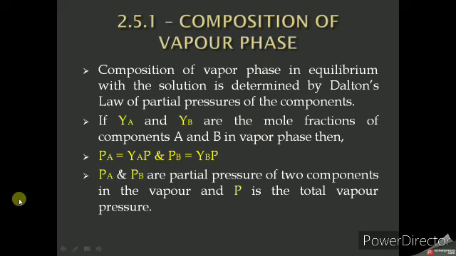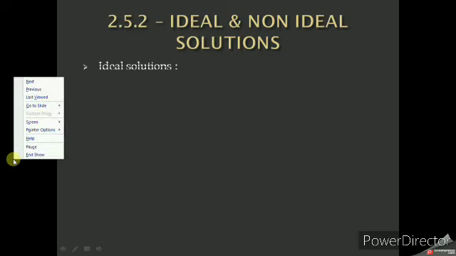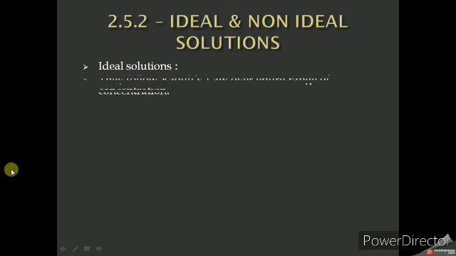PA and PB are the partial pressures of the two components A and B respectively in the vapor phase, and P is the total vapor pressure of the two components. Okay. Now next one is ideal and non-ideal solutions. So first let us discuss what is an ideal solution.